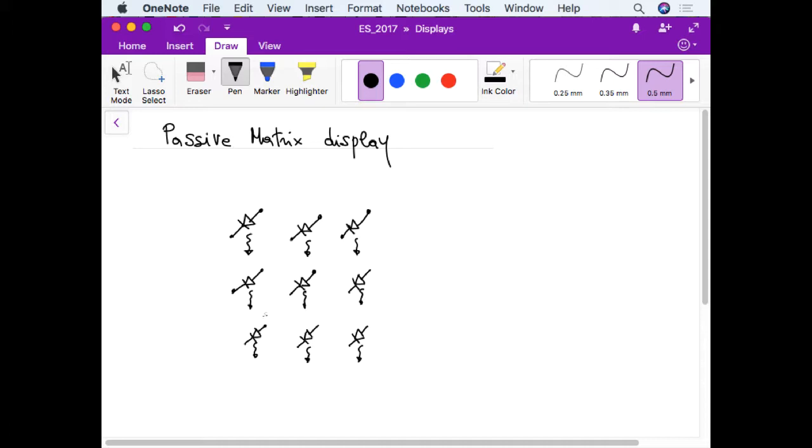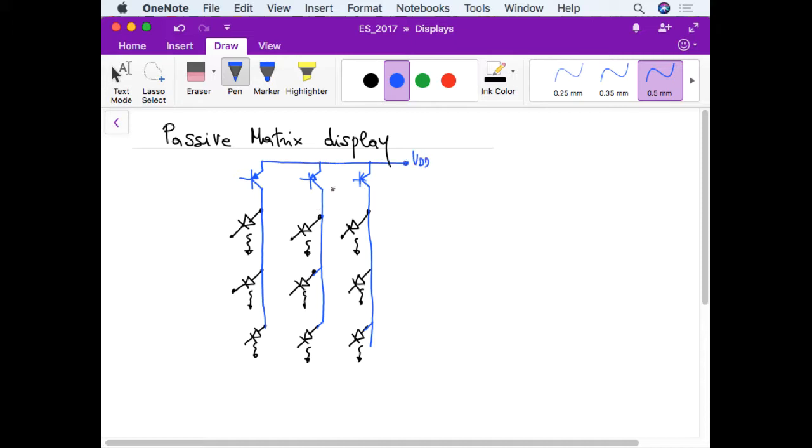In order to drive this array, we use the perimeter of the array. Basically, we need to have one transistor for each column. I'm using a bipolar transistor, but an FET could be used as well. And we drive with the columns all the P parts of the LEDs. So this goes to VDD, and this is, let's say, C1, this is C2, this is C3, 3 different signals. And then we drive the N regions by row.